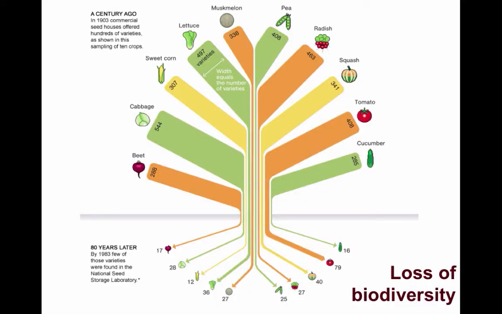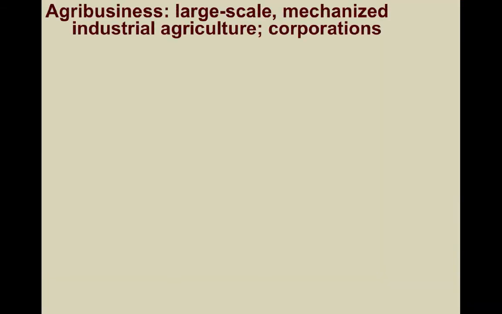Take a look at this graphic, for example. At the top, it shows you a variety of crops that were grown back in 1903 in the United States. And you can see, for example, 497 varieties of lettuce, whereas if you jump forward to 1983, you only see 36 varieties. And today, it's even less. Since agribusiness is in the business of making money, they find out what crops actually sell well and they promote those. Agribusiness refers to large-scale corporations involved in modern mechanized industrial agriculture.